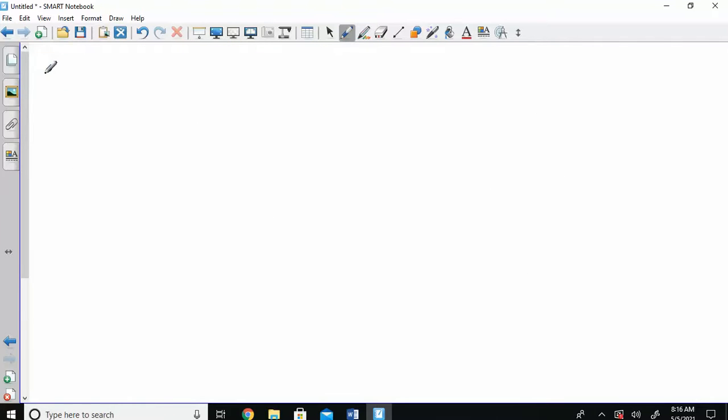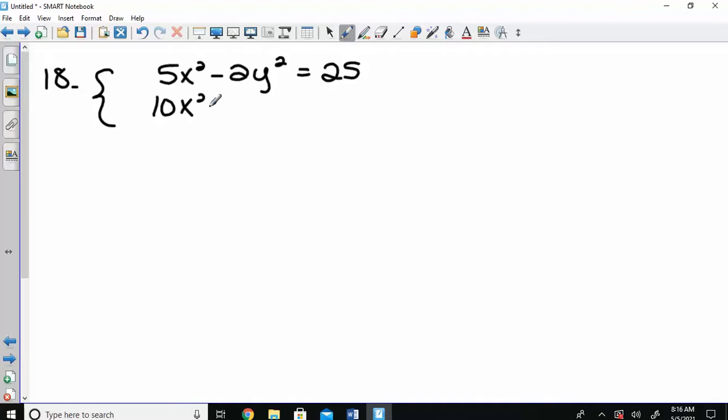Let's look at problem 18, a nonlinear system. The strategy is still the same. We can do substitution or elimination. What do you want to do?